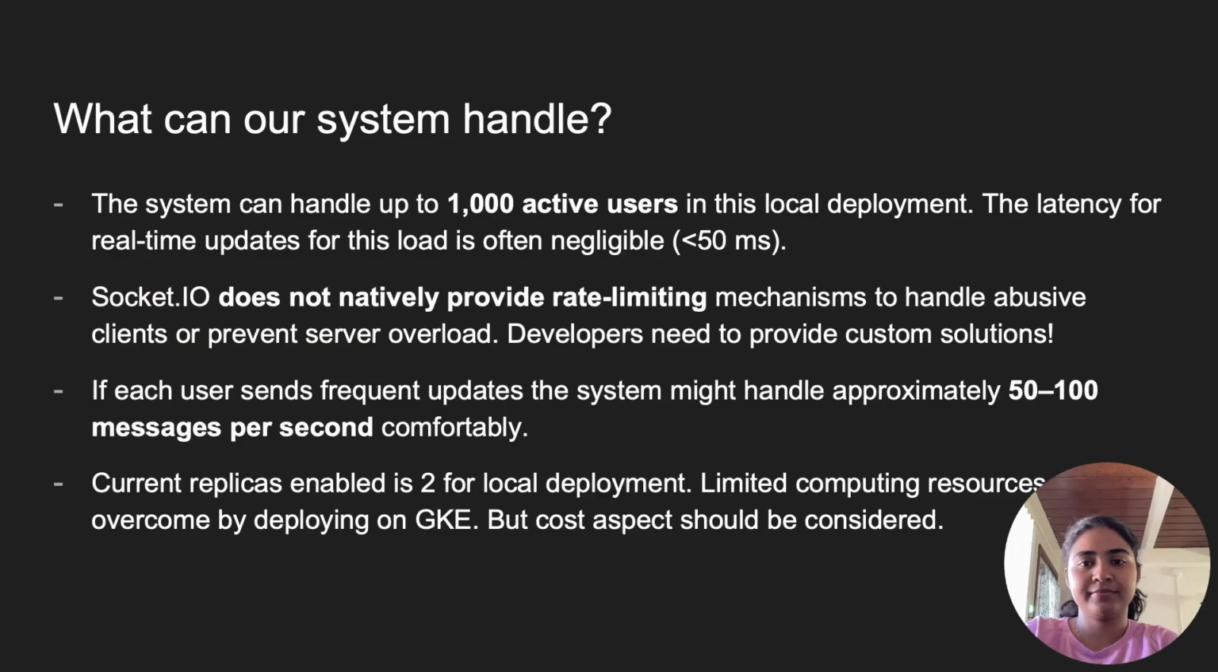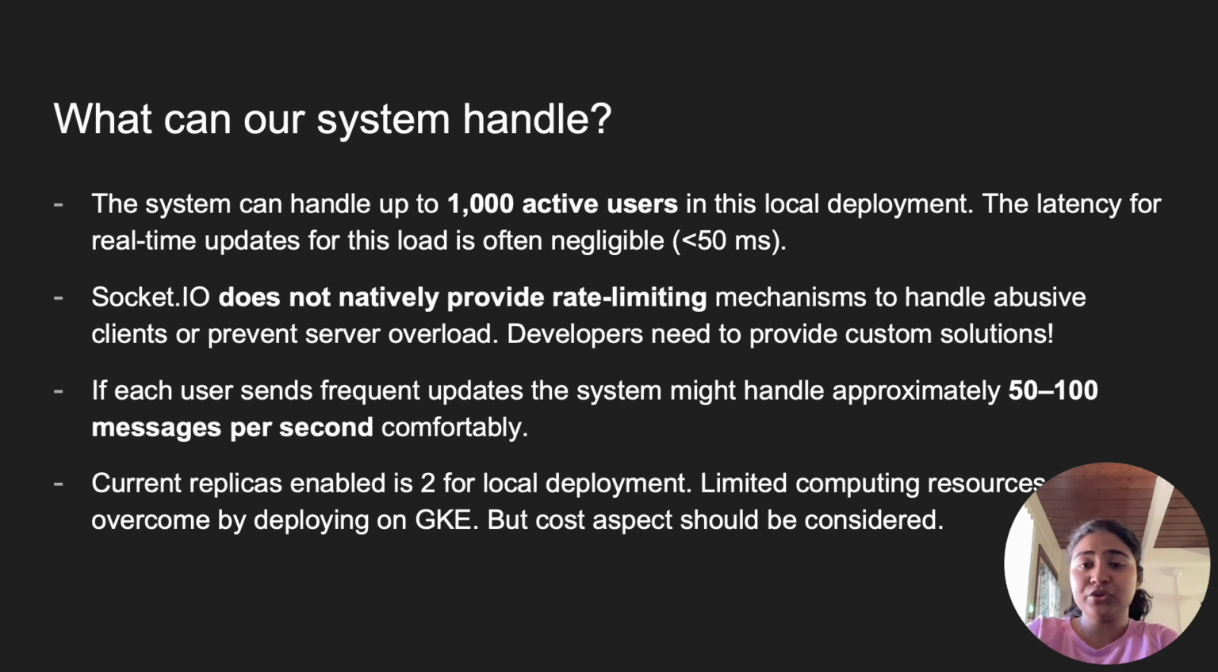Now let's see the load handling capacity of our system and potential bottlenecks. The system can handle up to 1,000 active users in this local deployment. Beyond this limit, the time required to broadcast events to all connected clients can increase. This leads to higher latencies in reflecting real-time updates across all users. We also noticed that socket.io does not natively provide rate limiting mechanisms for server overload. That means developers must implement custom solutions to prevent flooding of the system.